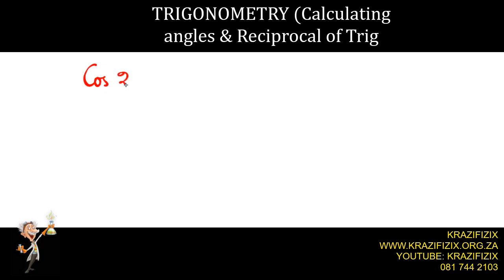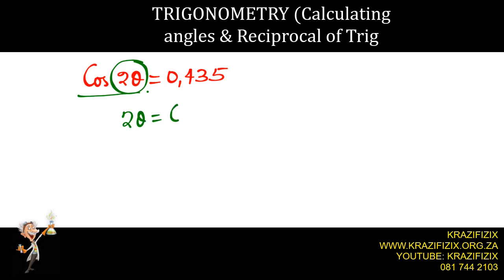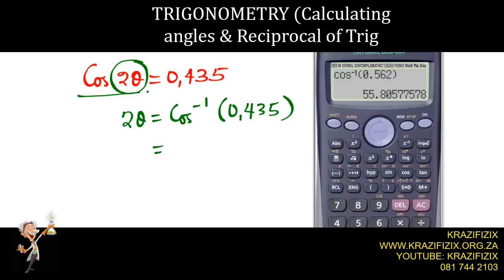Cos 2 theta equals 0,435. Alright, please note, this one you cannot divide because this angle is together. So you cannot divide by 2 at first. We need to get this whole expression. So we say 2 theta, that's the angle, equals shift cos, which is arc cos 0,435. Go to our calculator.